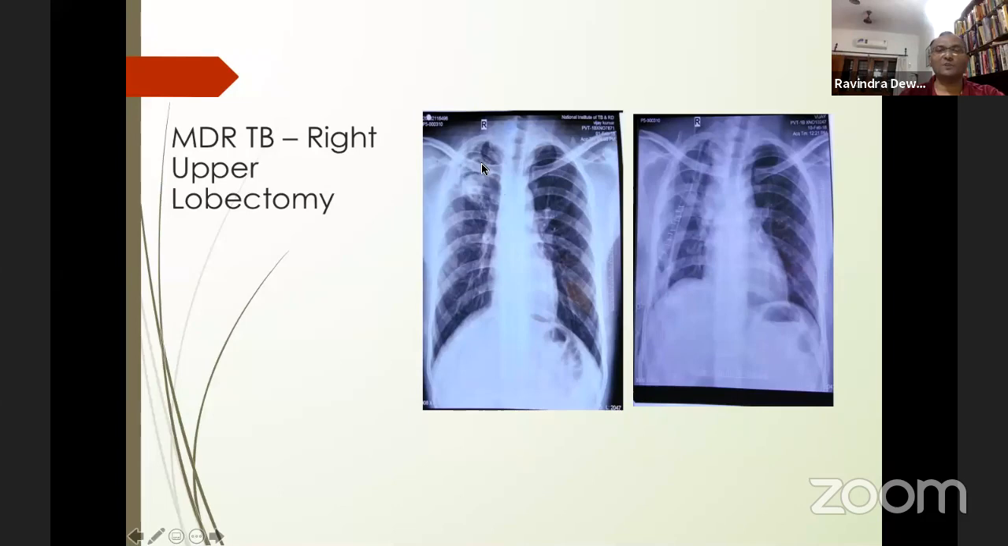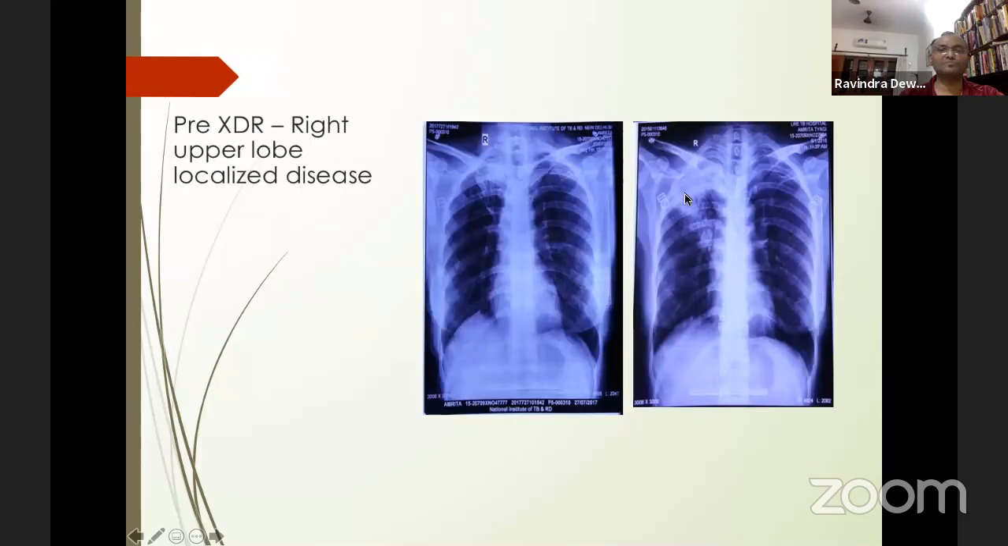MDR right upper lobectomy. Now, this is a typical case of an aspergilloma within a cavity, but this was a patient of multi-drug resistant tuberculosis, in which the cavity has been removed, the upper lobe has been removed, and the lower lobe has expanded to fill up the thoracic cavity, and the patient became all right.